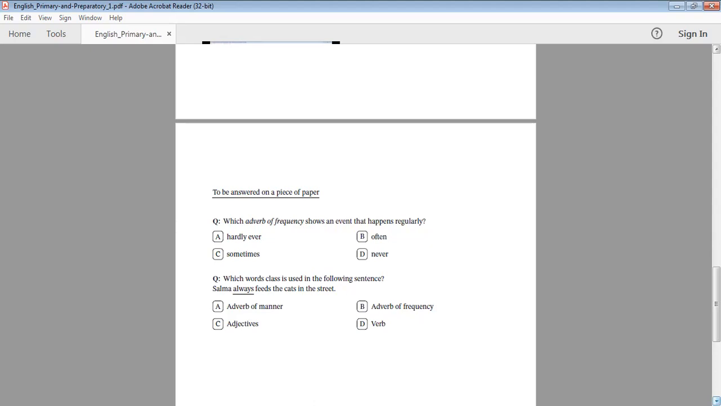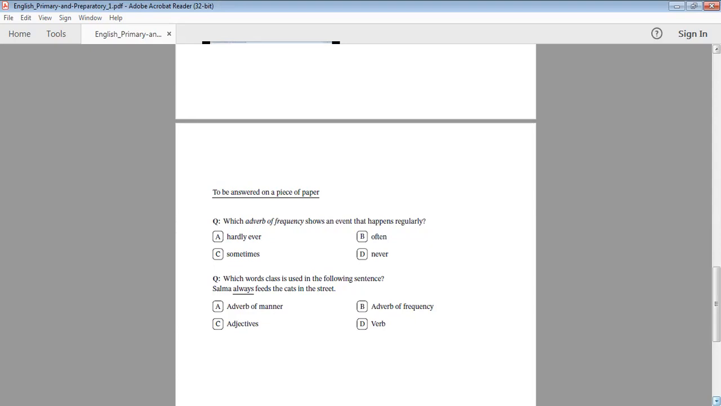Number one, which adverb of frequency shows an event that happens regularly? Hardly ever, sometimes, often, never. Okay, it will be often, letter B, because often, as we said, that event or action happens regularly.